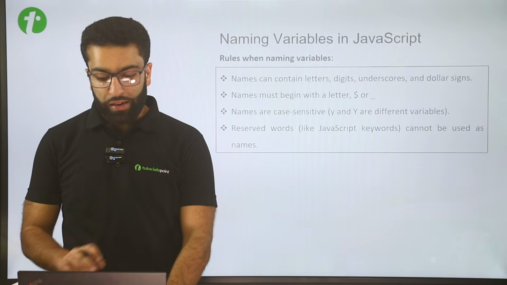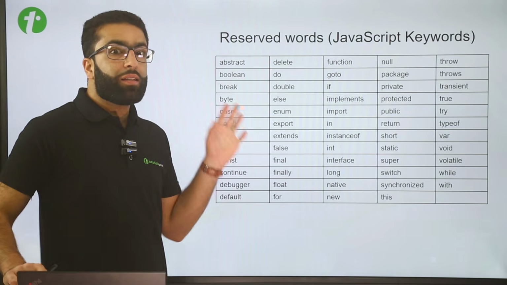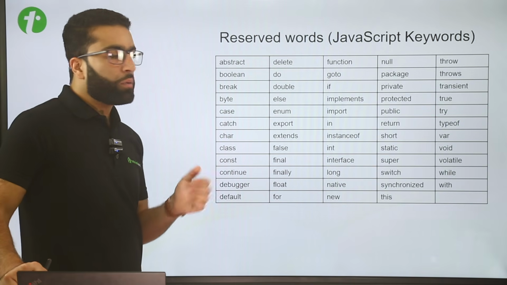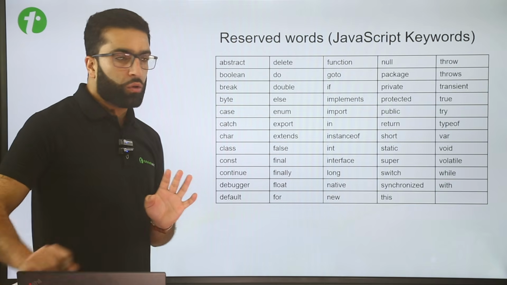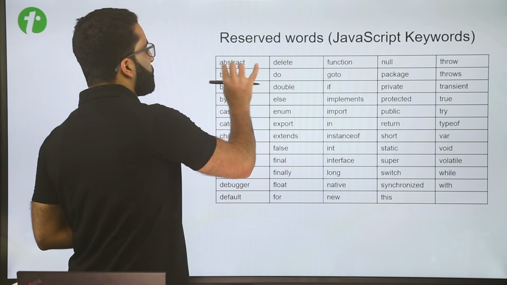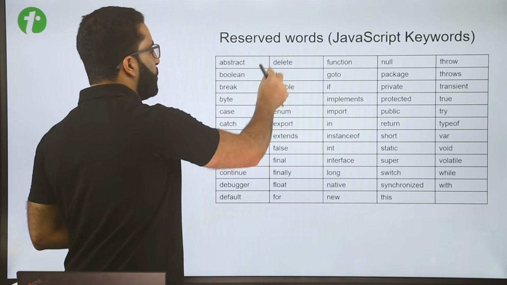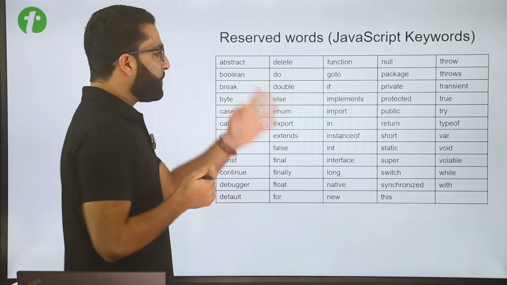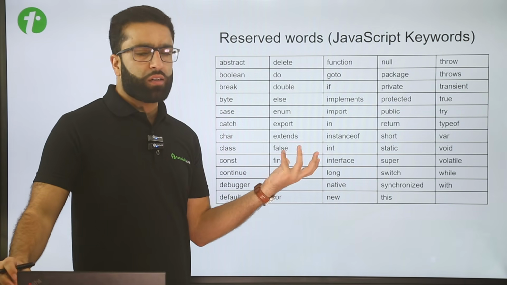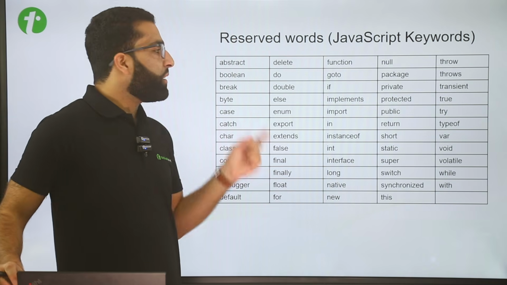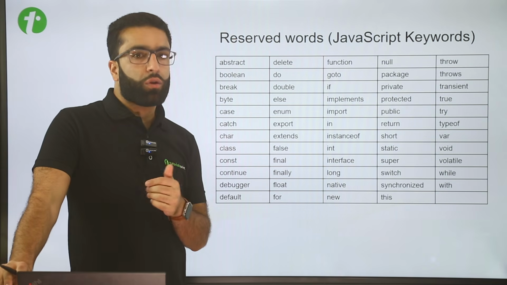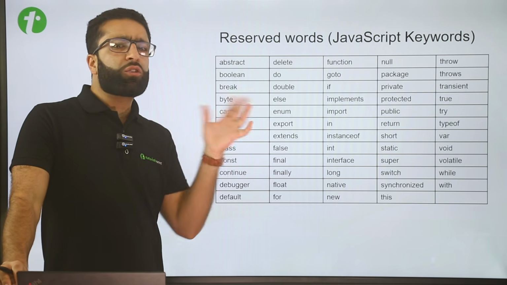If I go to the next slide, these are the reserved keywords in JavaScript. We cannot use these keywords to name our variables. For example, you have abstract, delete, function, do, double, else, and a lot of others. We are going to talk about what they really mean in JavaScript and why they are reserved. Right now, you just need to understand that you cannot use them for naming your variables, but you can use a mixture of them.